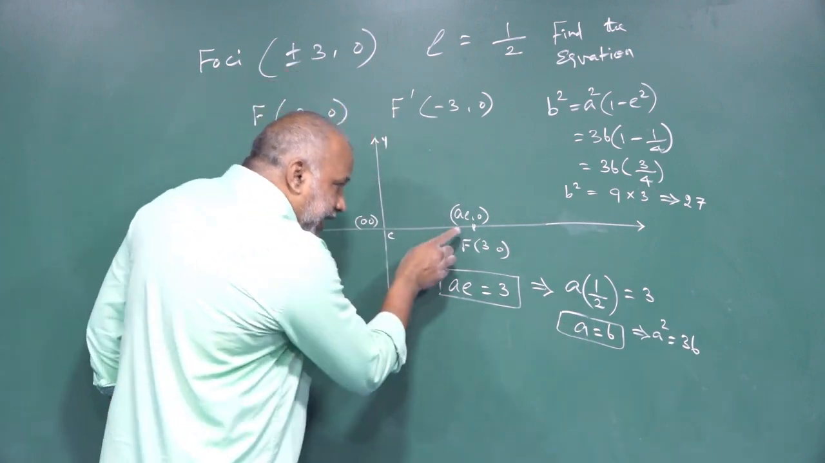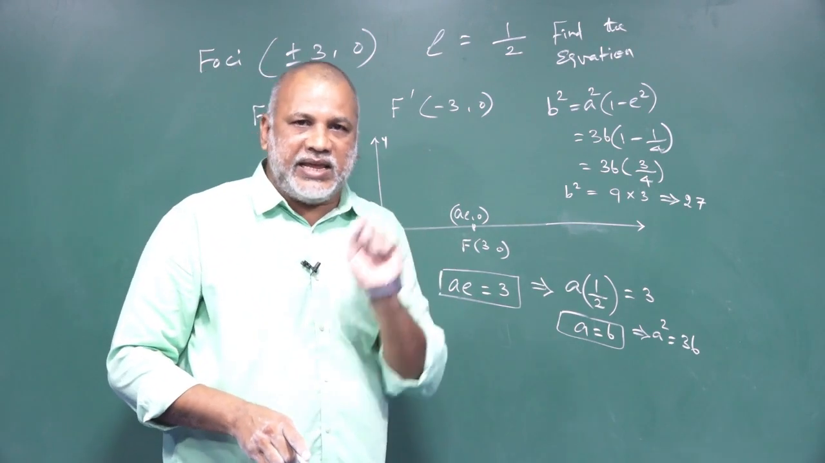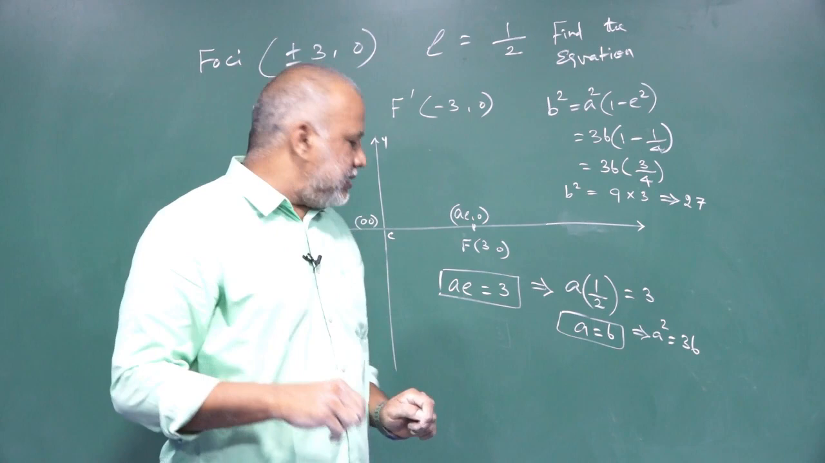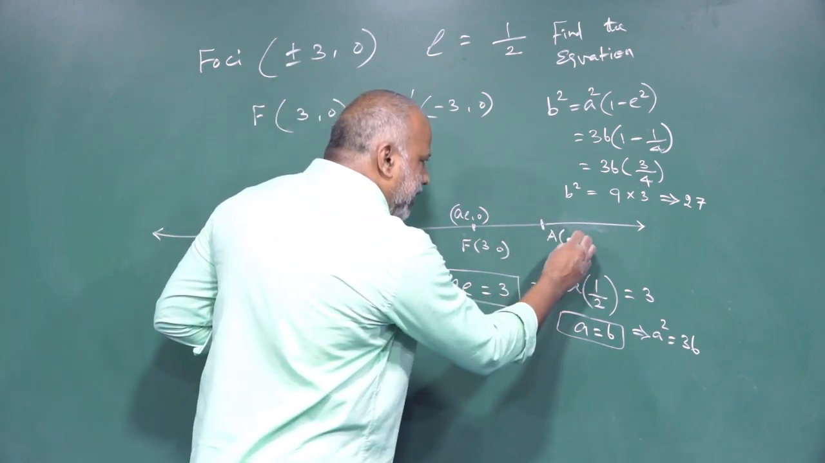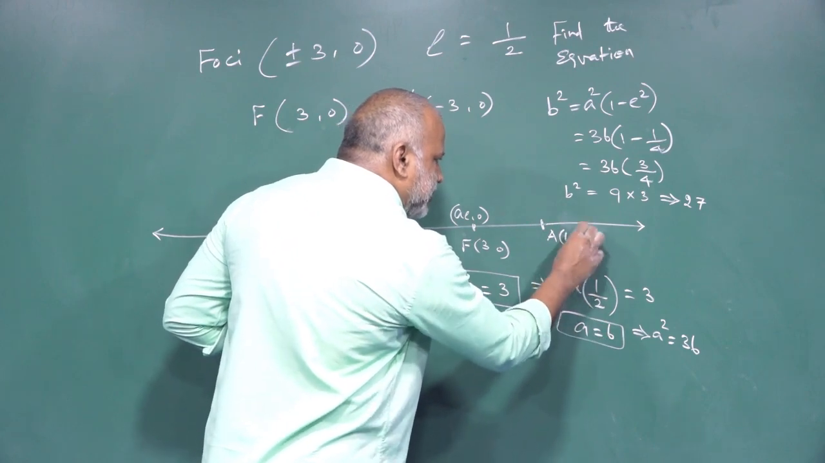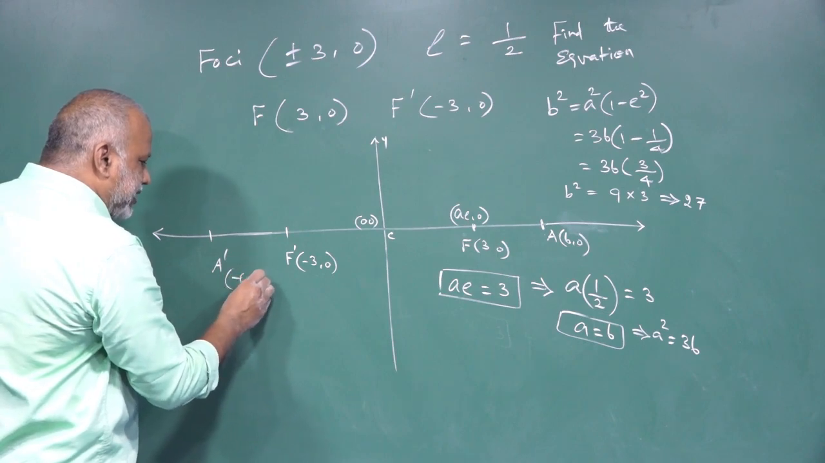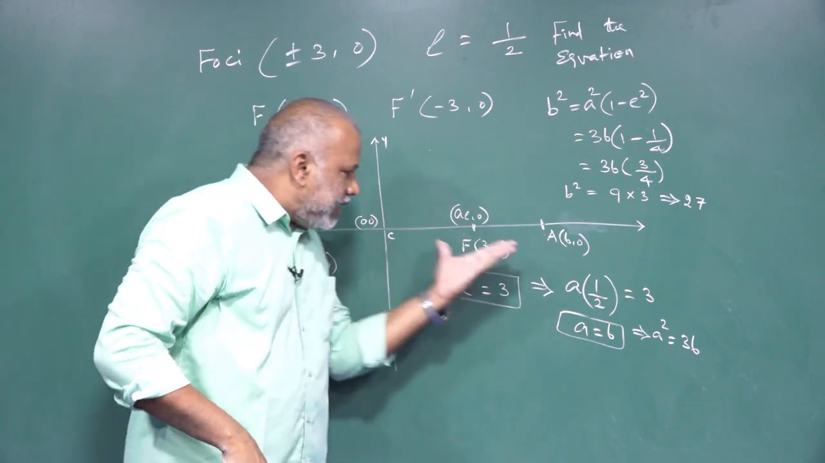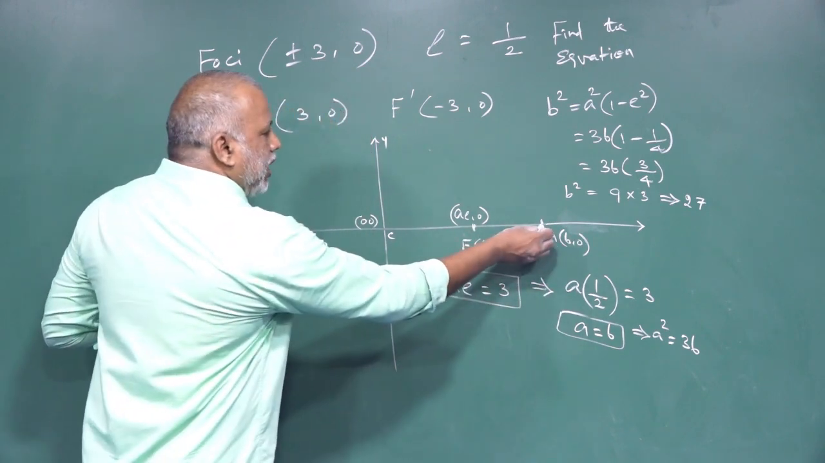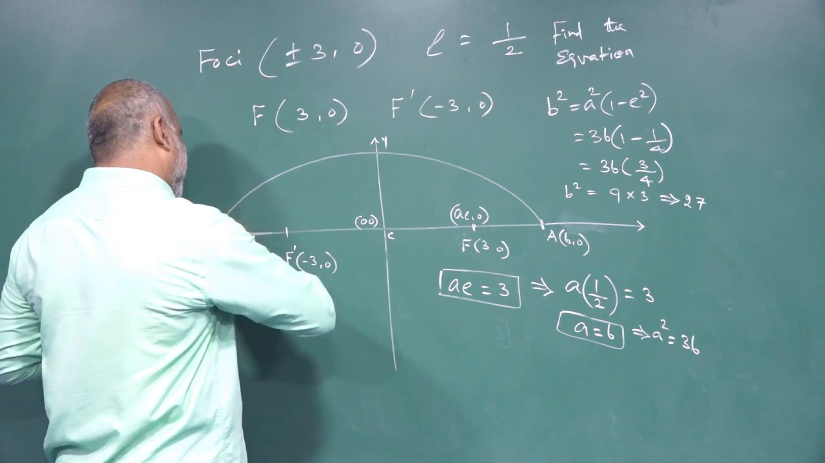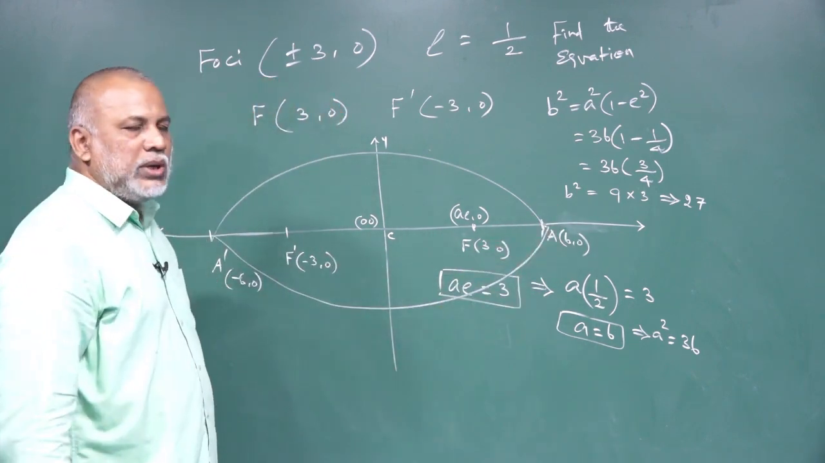See here, F and F dash are here. The ellipse must pass through the vertices A and A dash. What is the value of a here? See here, a equal to 6. Therefore A must be 6 comma 0. Then A dash must be minus 6 comma 0. Because of symmetry, one point is on the positive side, and the other is on the negative side. So now this ellipse passes through A and A dash.